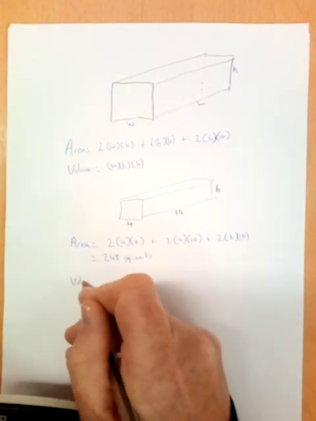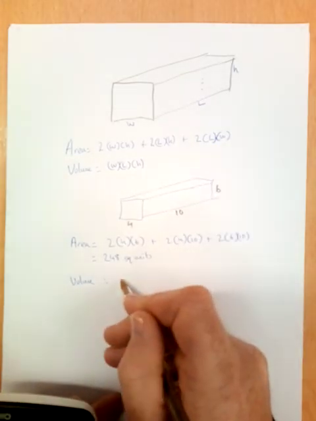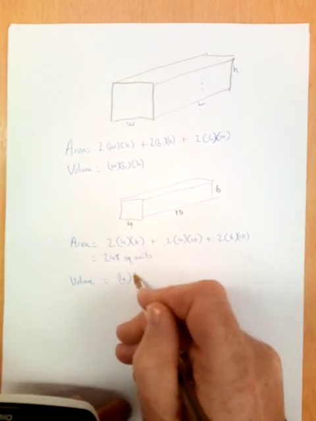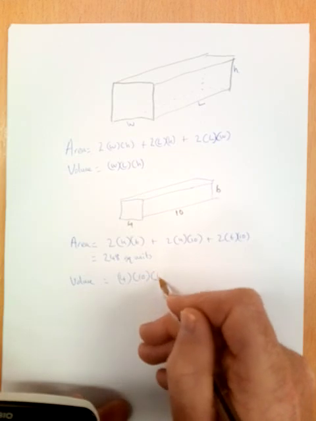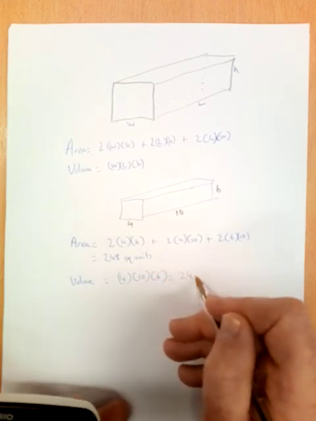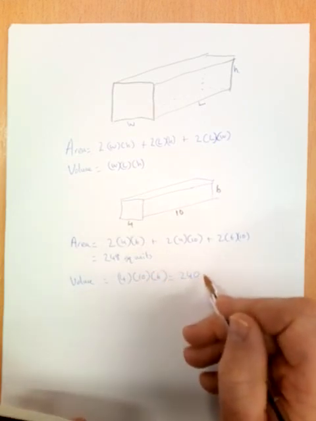The volume is a lot easier, as you can tell. It's just going to be 4 times 10 times 6, which is 240, and it's cube units.